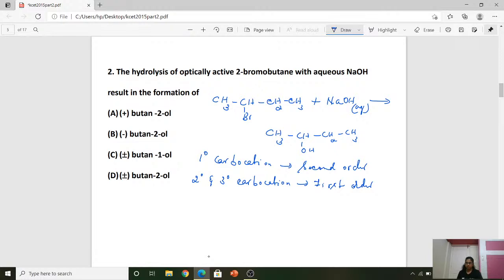Now look at this case. Here you get a secondary carbocation. Here the positive charge is created here. So a secondary carbocation is formed. That means the answer will be a racemic mixture. You are going to get butanol plus as well as minus, dextro as well as levorotatory. Okay. So the answer is option D, that is butanol.